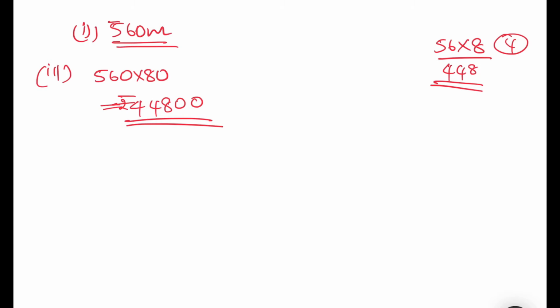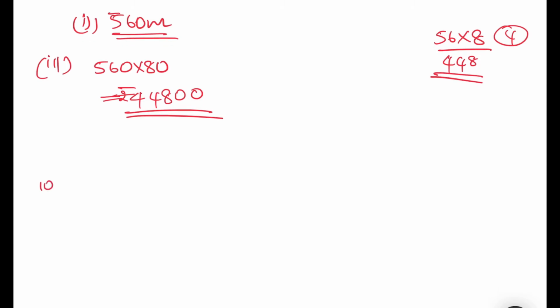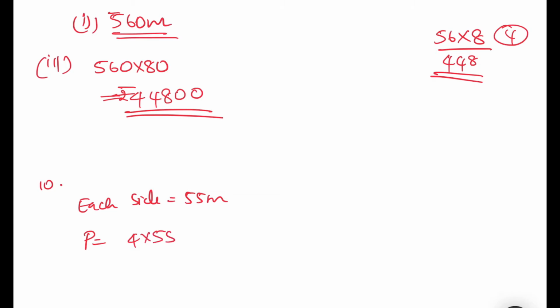Now coming to the 10th question. Each side of a square plot of land is 55 meters. Find the cost of fencing the plot at the rate of rupees 32 per meter. First we will find the perimeter, right? Perimeter is equal to 4 into 55, that is 55 into 4, which will give you 220 meters.